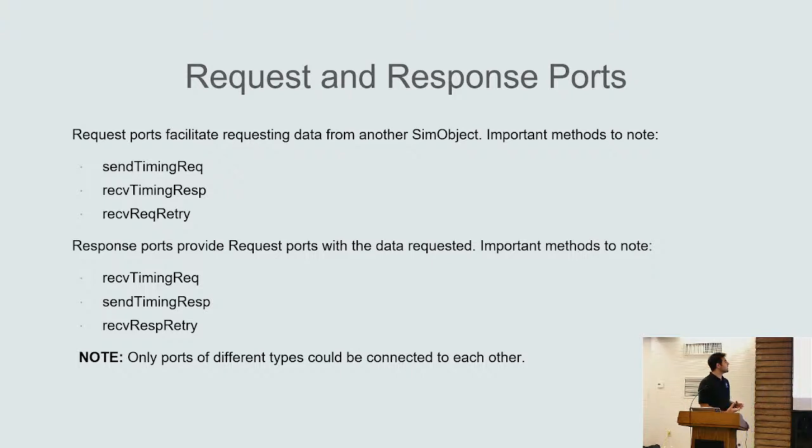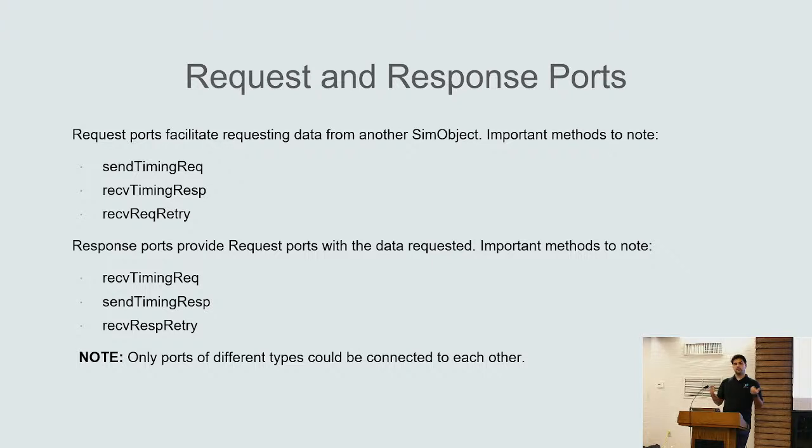OK. So I talked about request and response, and these are the two types of ports that we have. You're going to see counterpart functions between the two port classes. These are the objects that facilitate data movement. Request and response ports have these three special functions that move the data around. Request port has send timing request and receive timing response. So request port sends a request and receives the response. On the contrary, a response port receives a request and sends a response.